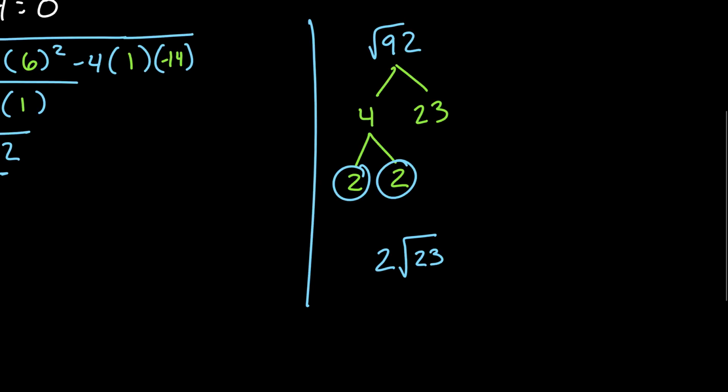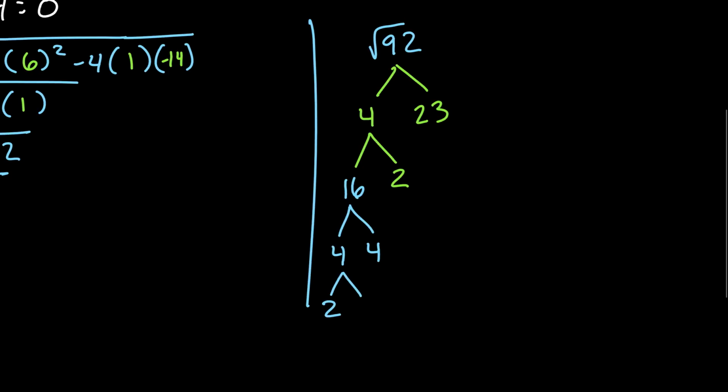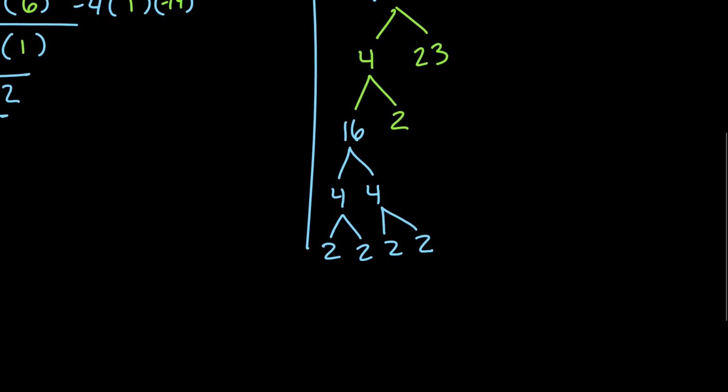So say my tree kept going, and instead of a 2 there, I had a 16. We'll do 16. Instead of a 2, I had a 16, and then this split into 4 times 4, and then this split into 2 times 2 and 2 times 2. So how many pairs of numbers do I have here? 4. I have 2 sets of 2s.